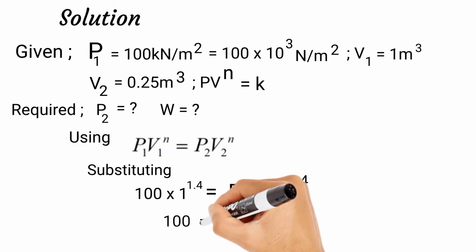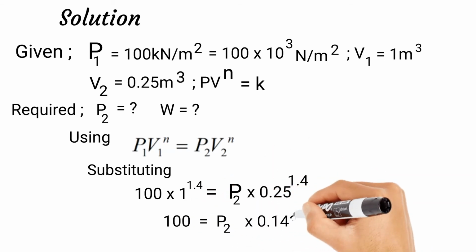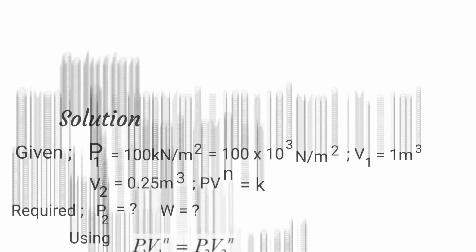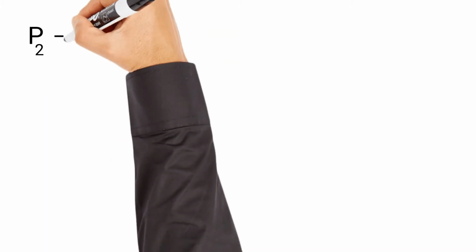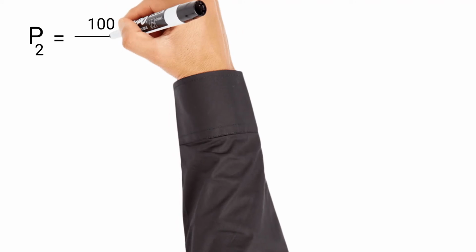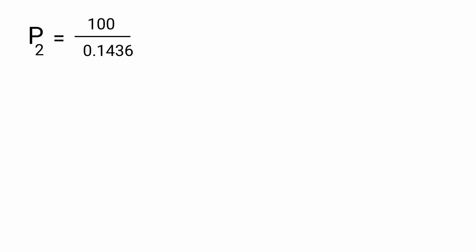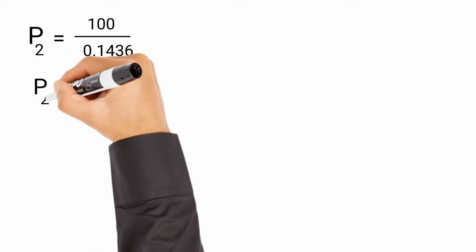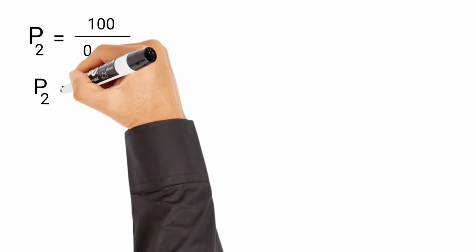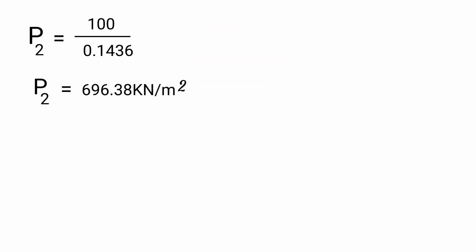So 100 times 1 raised to the power 1.4 gives us 100, equals P2 times 0.1436. Use your calculator. If we make P2 the subject, we're going to have 100 over 0.1436. When we divide, you can use your calculator to confirm this. P2 will be given to us as 696.38 kilonewton per meter square.